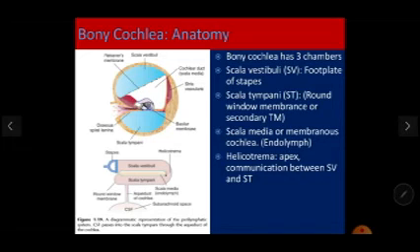Then you have the stria vascularis on the lateral side. So this is the outer side. This is the stria vascularis. Then you have another membrane known as the Reissner's membrane. So this will form a triangular shape, and this is your scala media. Now inside the scala media, you have the organ of Corti.